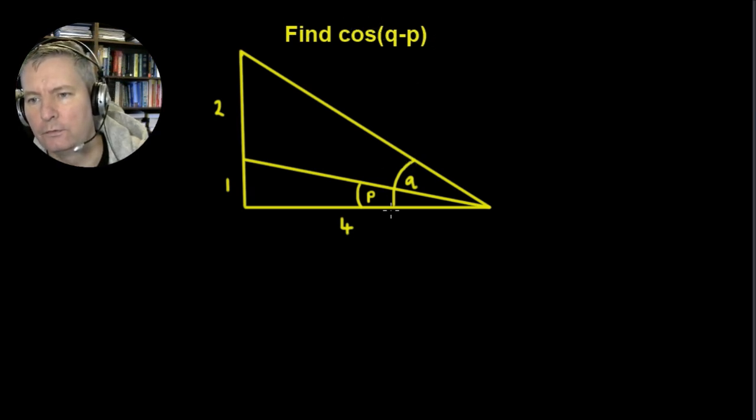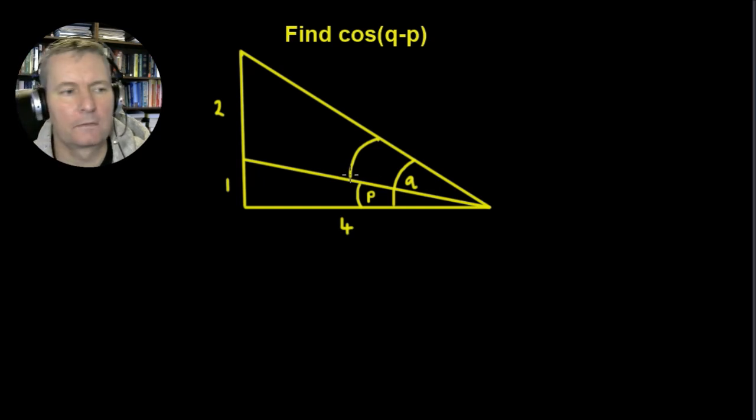Well, there's Q there, and there's P. So when you do Q minus P, you get this angle here. So I'll just draw that. So that angle there is the angle Q minus P. So we're looking for the cosine of this little angle in here.